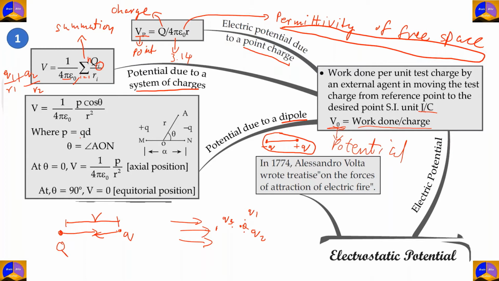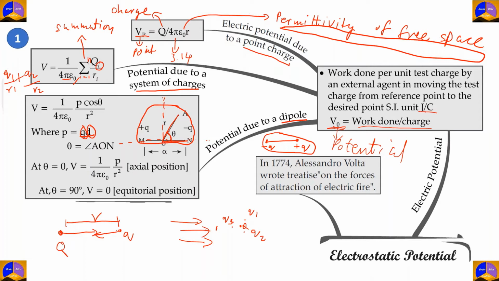where P is Q into D. Q is the charge and D is the distance. Cos theta is the angle between the displacement between the point charge and the dipole itself. And so in this figure, which is given, theta is equal to angle AON, this angle. So when theta is equal to 0, this point would be in the same line as that of the dipole. So if A was here, then theta would be equal to 0.